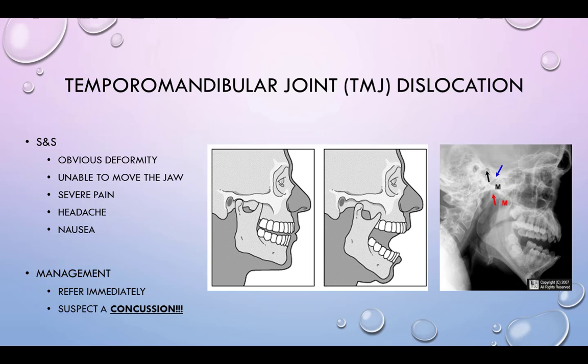Common signs and symptoms of temporomandibular or TMJ dislocation include obvious deformity, where the mouth may even be stuck open, such as in the picture on the slide and in the x-ray, inability to move the jaw, severe pain, headache, and possibly nausea. When managing a TMJ dislocation, it is very important to refer the patient immediately and to suspect a concussion.